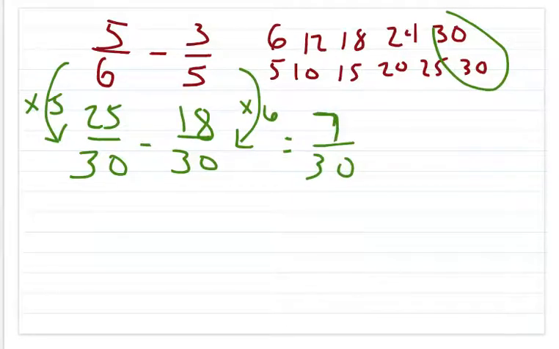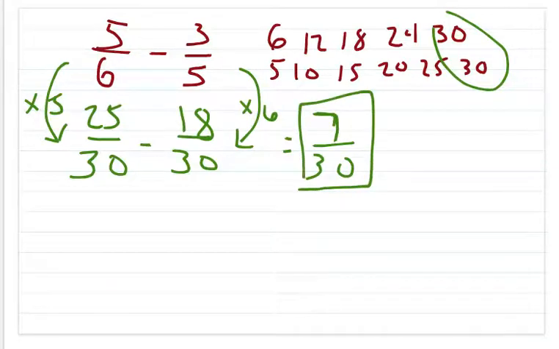30ths. Well, I go through my divisibility rules, try to reduce. 7 does not divide by 2, not by 3, not by 5. It does divide by 7 and itself, but then does 30 divide by 7? No. So then we know that 7/30 is my final answer. Alright. Last one we're going to do together.